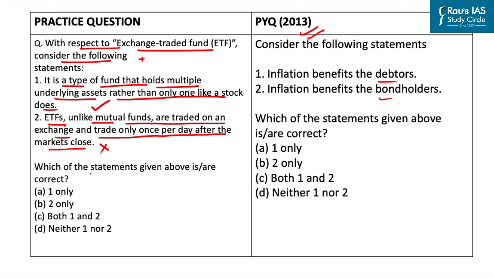The question for this is which of the statements given above is or are correct, and as only statement 1 is correct, the correct answer for the given question will be option A. Further, the correct answer for the previous year question is also option A.